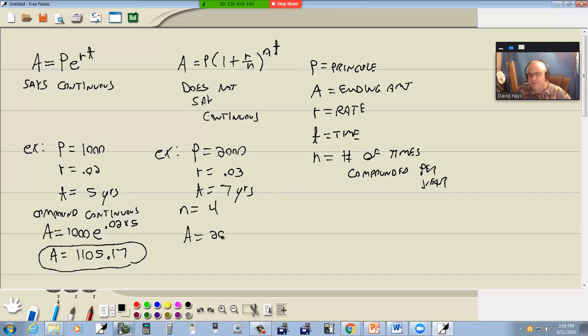So you got A is equal to 2,000, 1 plus R, which is 0.03, divide by N, which is 4, raise the NT power, which would be 4 times 0.03. So I got 2,000, 1 plus 0.03 divided by 4, and then 4 times 0.03 gives you 0.12. And that's where we're going to plug into our calculator.